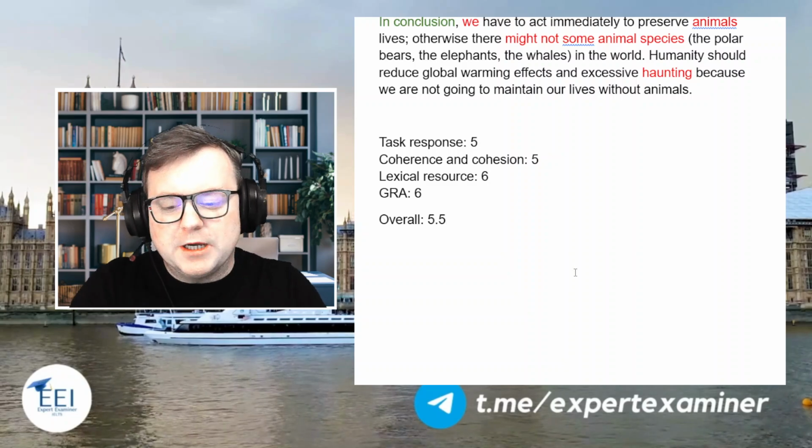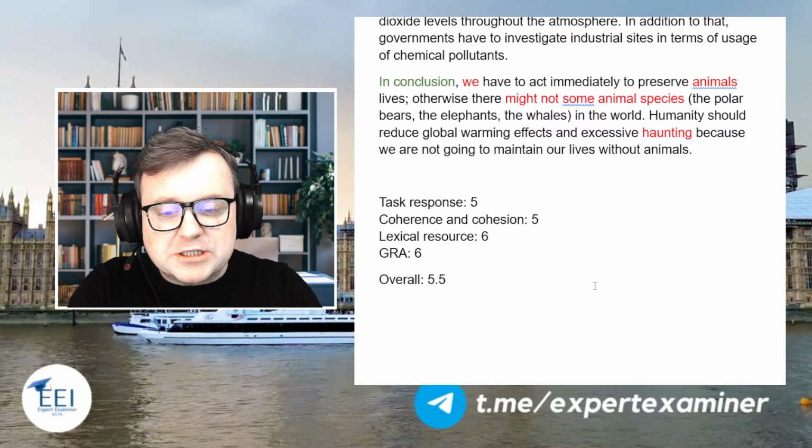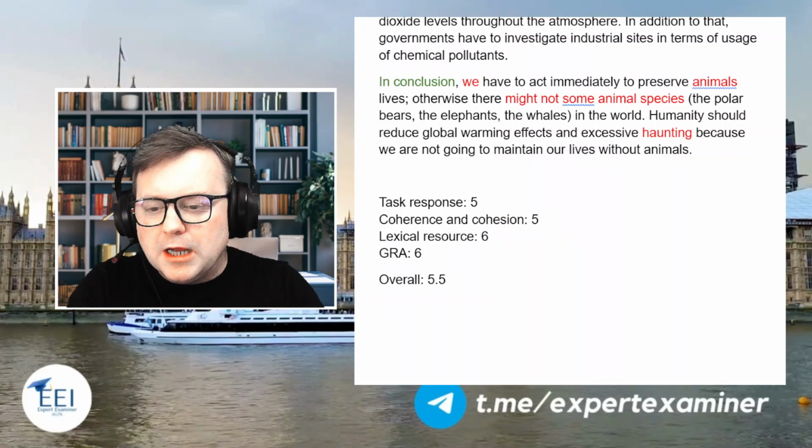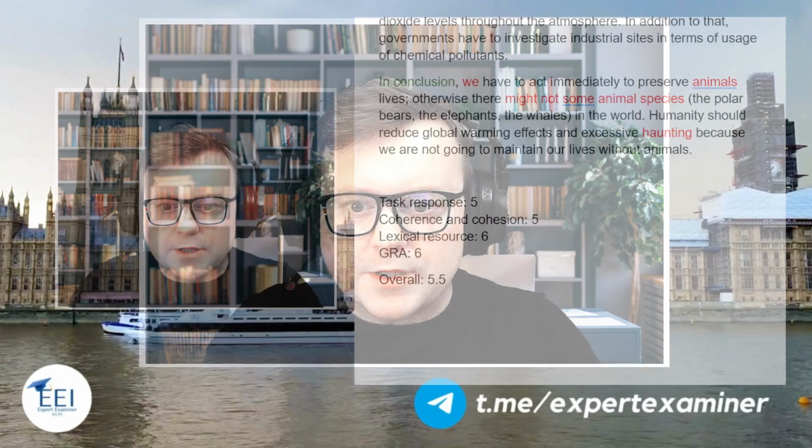But yeah, that's my analysis of this candidate's writing. So I think I'll leave it there. I hope you enjoyed this breakdown of this candidate's IELTS writing essay.